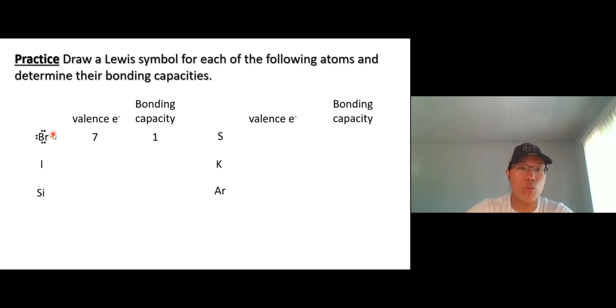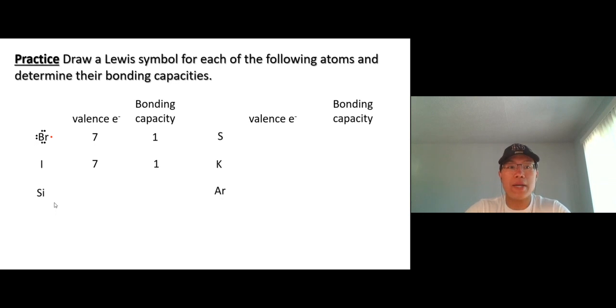So 7 total, right? So 1, 2, 3, 4, 5, 6, 7. Want to form only one bond, so 1 unpaired. The rest are lone pairs. Now, iodine, what group is that? Well, go back to the periodic table. Iodine is also group 7. So 7 valence electrons. How many bonds does it need to become an octet? Just one more. I need one more electron.